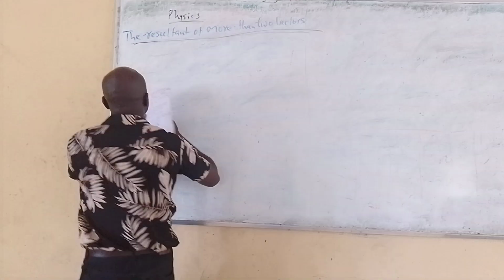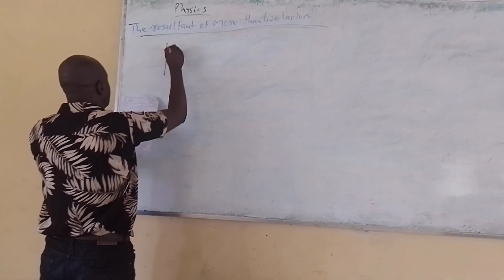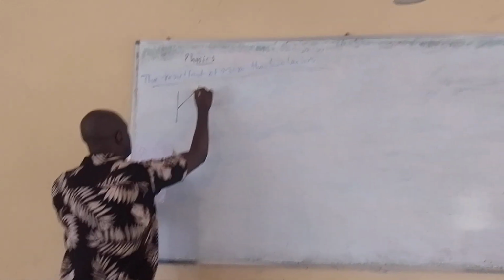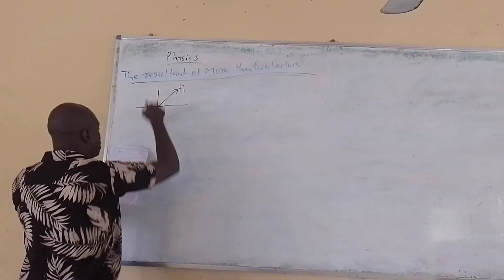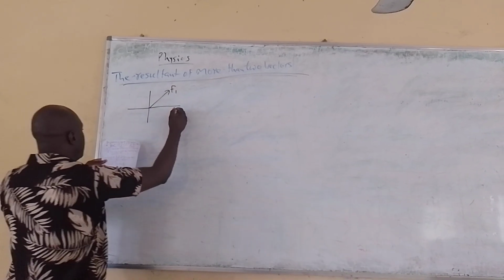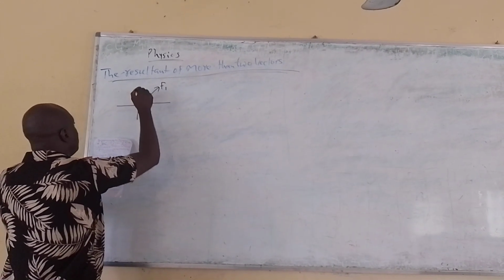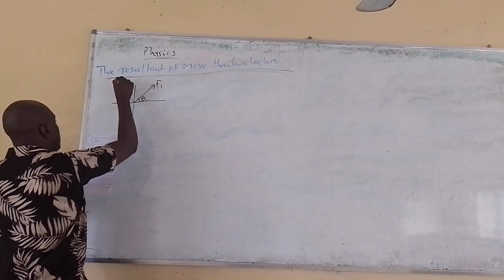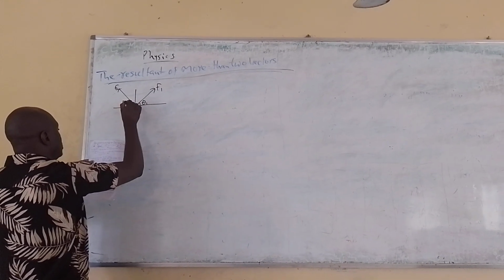Now you have a vector like this, unlike the one we had last week. The arrow shows the vector. You call this F1. This is your horizontal, just like your Cartesian plane, and this angle you call theta 1. Then you have this one here, which is F2. It makes an angle with the horizontal this way, which you call theta 2.